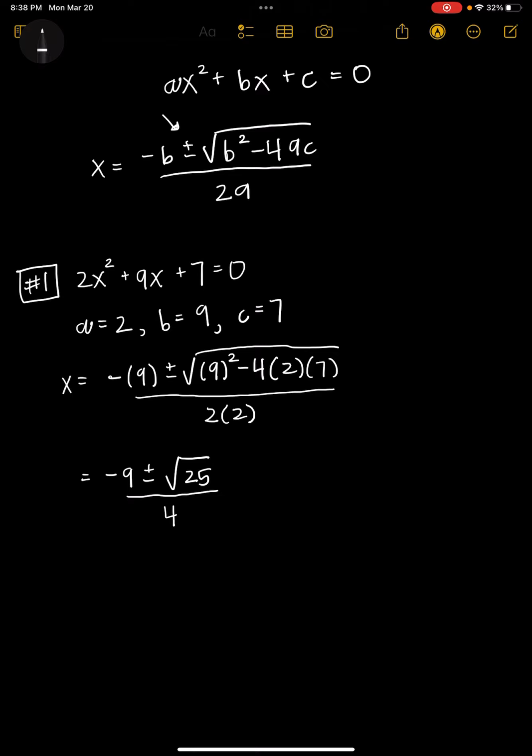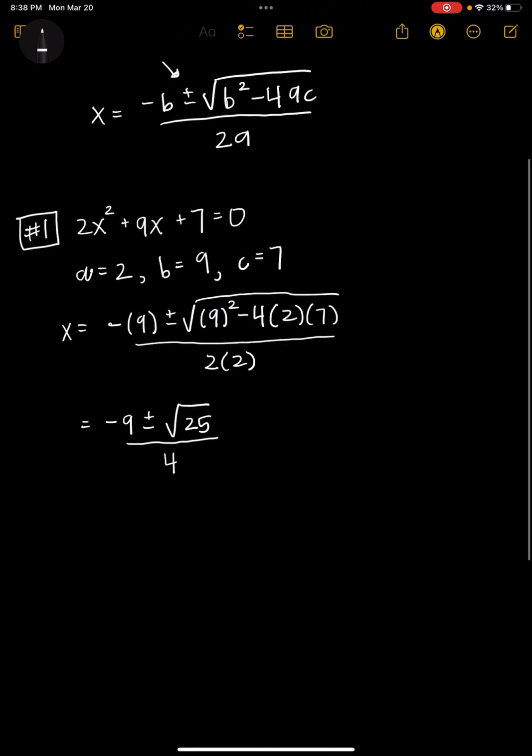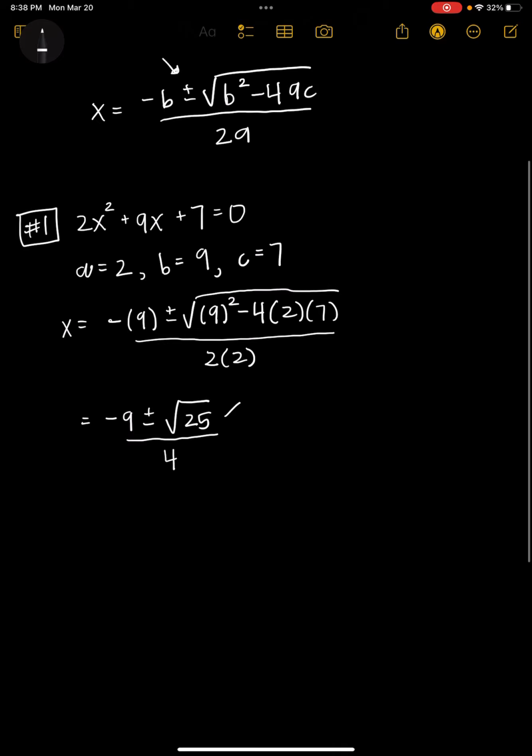Okay, well, we know the square root of 25. We can plug that into a calculator. The square root of 25 is 5. We can also do the factor tree for it, so that would give me 5 and 5. So I'm going to get negative 9 plus or minus 5 divided by 4.